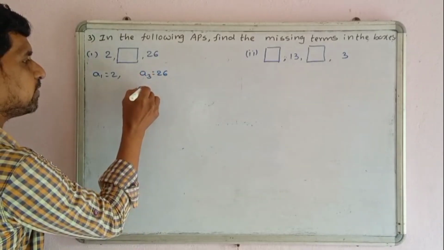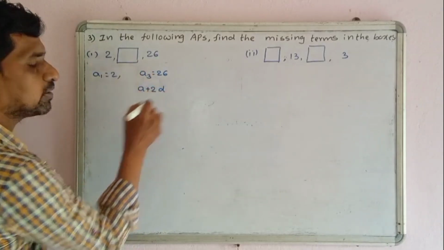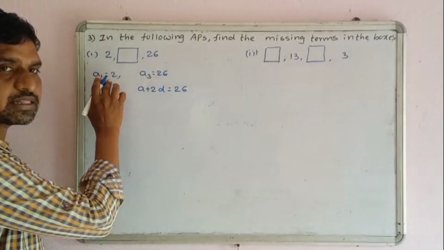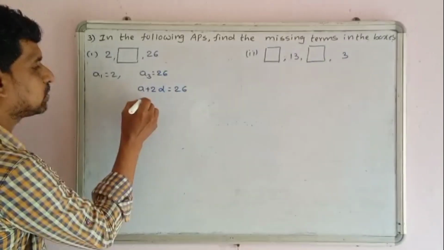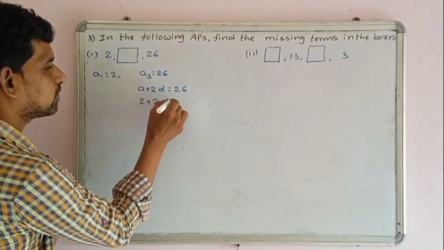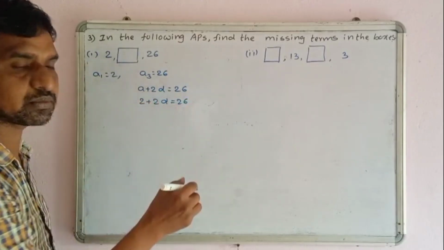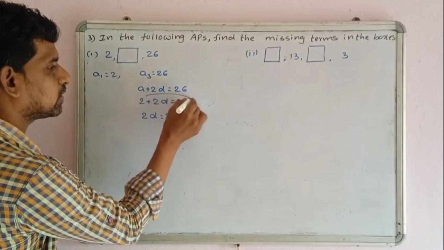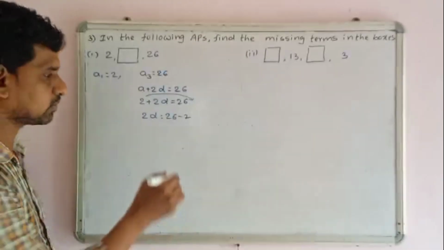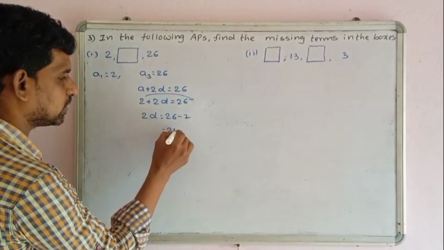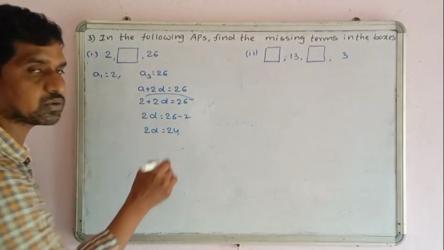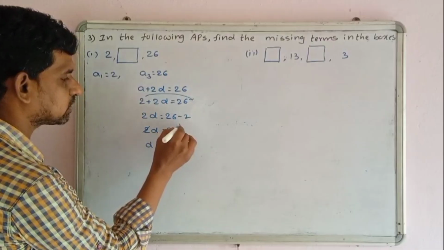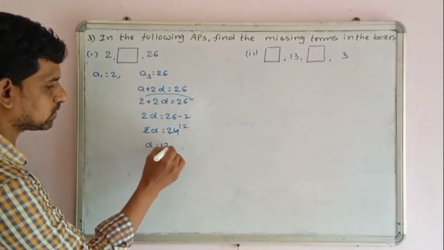We know that the A3 value is A plus 2D. A plus 2D equals 26. A is nothing but A1. So 2 plus 2D equals 26. So 2D equals 26, transpose 2 to the right side, minus 2. 26 minus 2 is 24. 2D equals 24. D equals 2 how many times is 24? 12 times. So D equals 12.